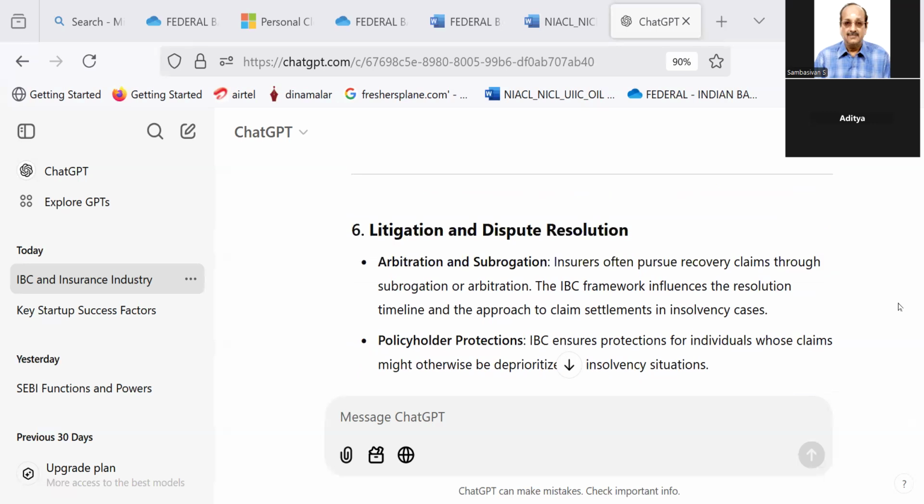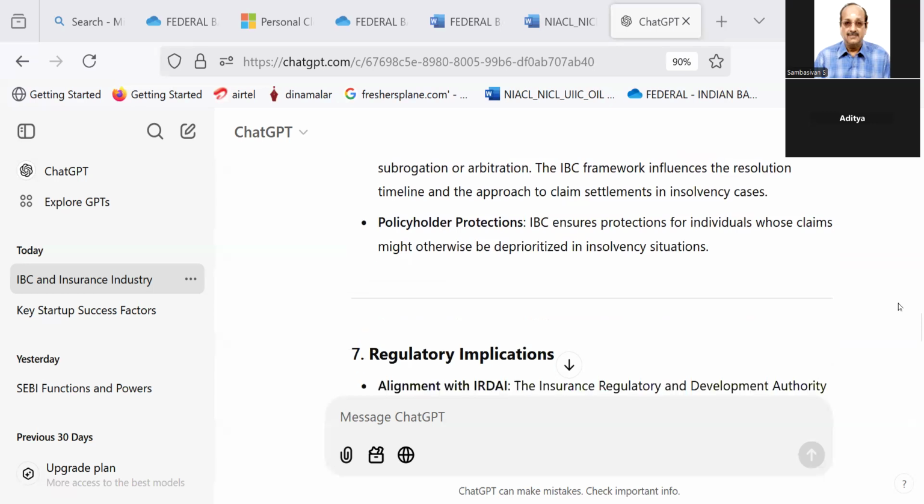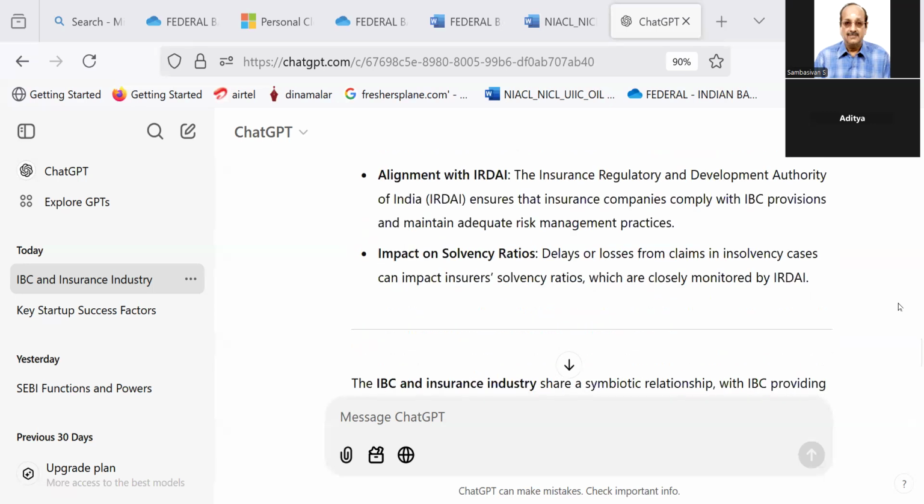Policyholder protections: IBC ensures protections for individuals whose claims might otherwise be deprioritized in insolvency situations. Regulatory implications: alignment with IRDAI, the Insurance Regulatory and Development Authority of India, ensures that insurance companies comply with IBC provisions and maintain adequate risk management practices.